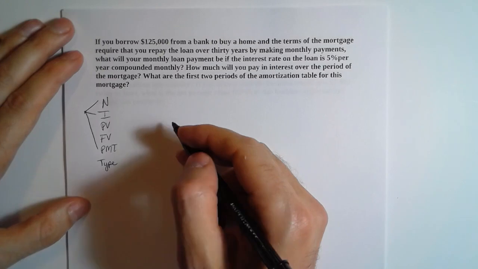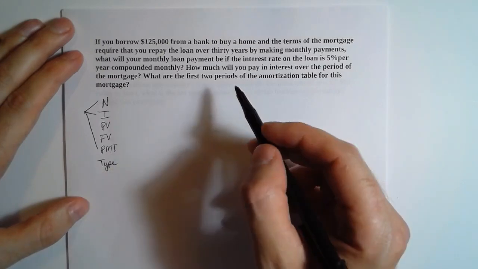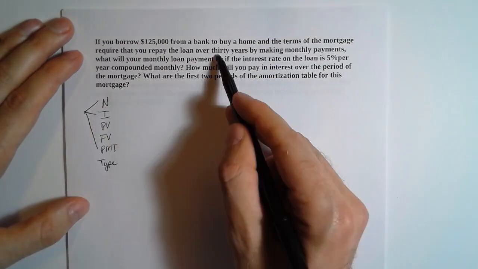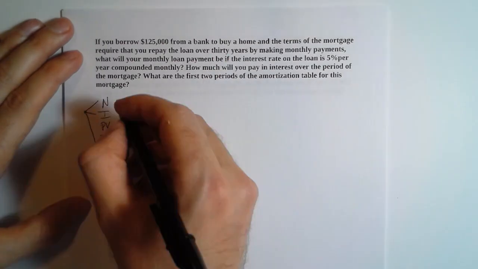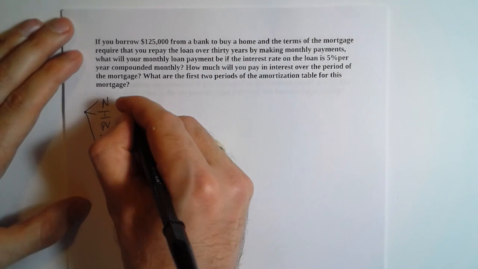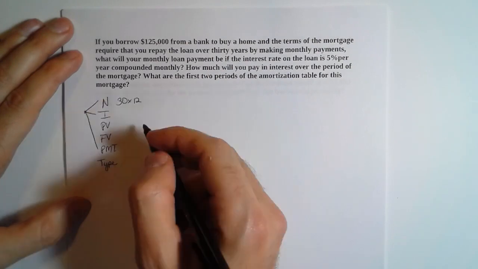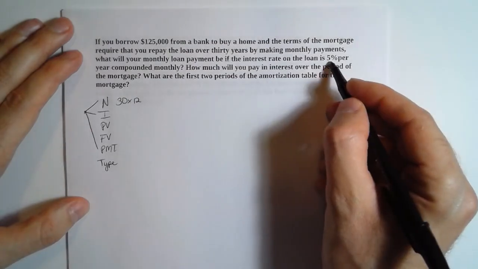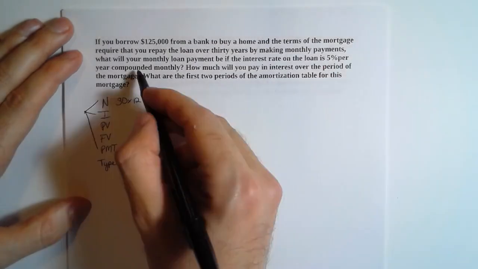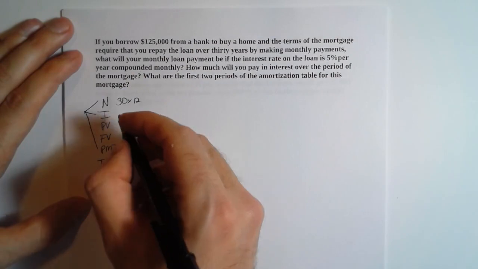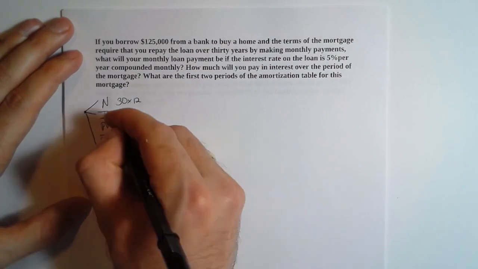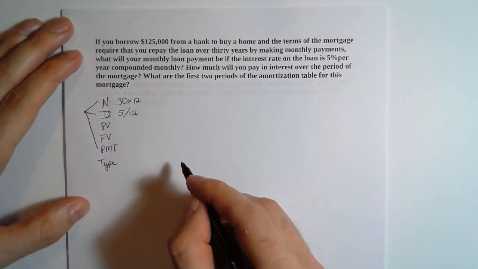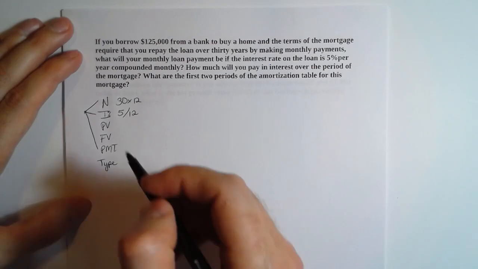In this case, note that we are making monthly loan payments, so N needs to be the number of months. If the loan period is 30 years and I need the number of months, N will be 30 times 12. Now to find the interest rate per month, we know that the annual rate is 5% per year and it's compounded monthly, so we take the 5% divided by 12, and note that we keep it in percentage format because the calculator is looking for it in percentage format.